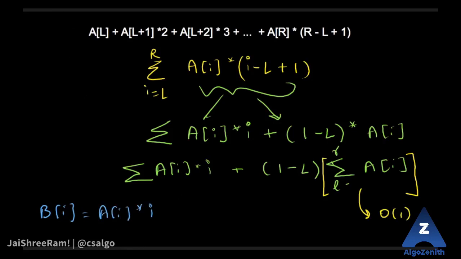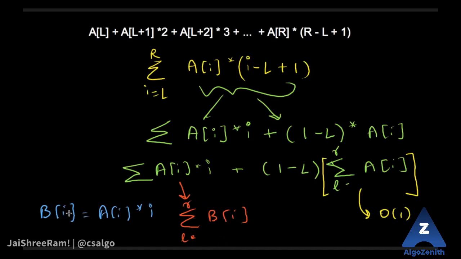So this part over here becomes summation of a of I multiplied by I, right? So that is what is over here, and we can just replace that with b of I, because that's the definition of b of I we are using. So L to R, we need to find the sum of b of I's from L to R.